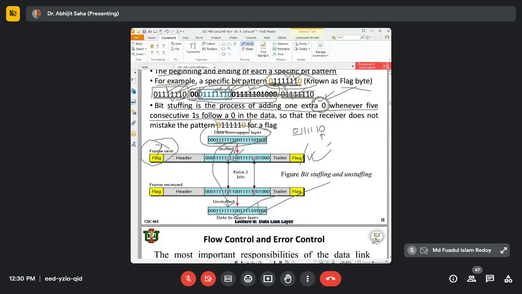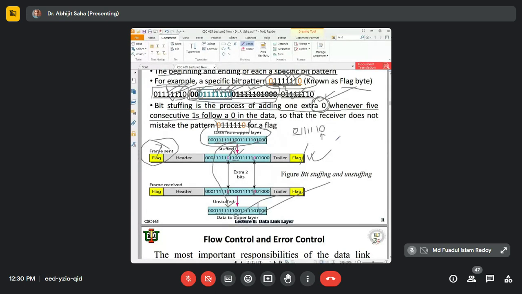Now you are making me angry. What is the rule? Read this point. Bit stuffing is the process of adding one extra zero whenever five consecutive ones follow a 0. Do you understand that? So why are you talking about this code? Is the rule fixed? Yes, this is going to be fixed for bit stuffing here.